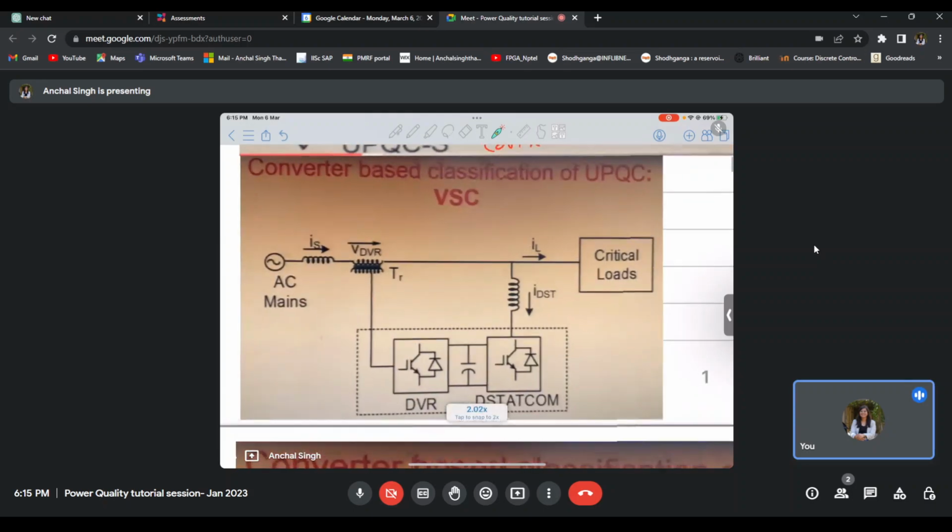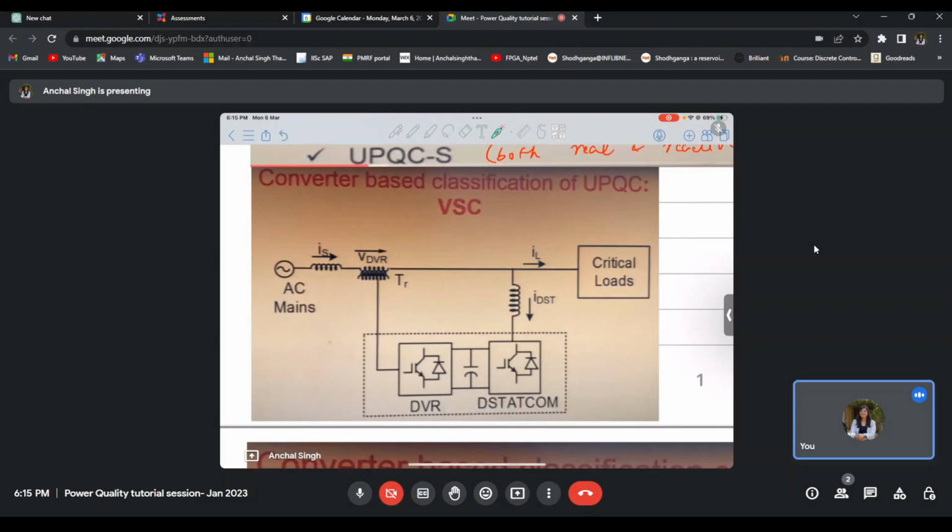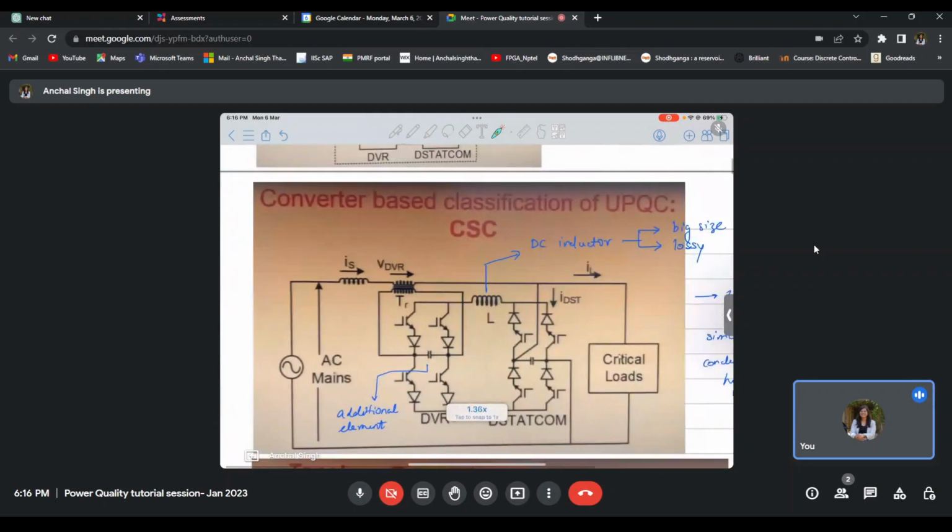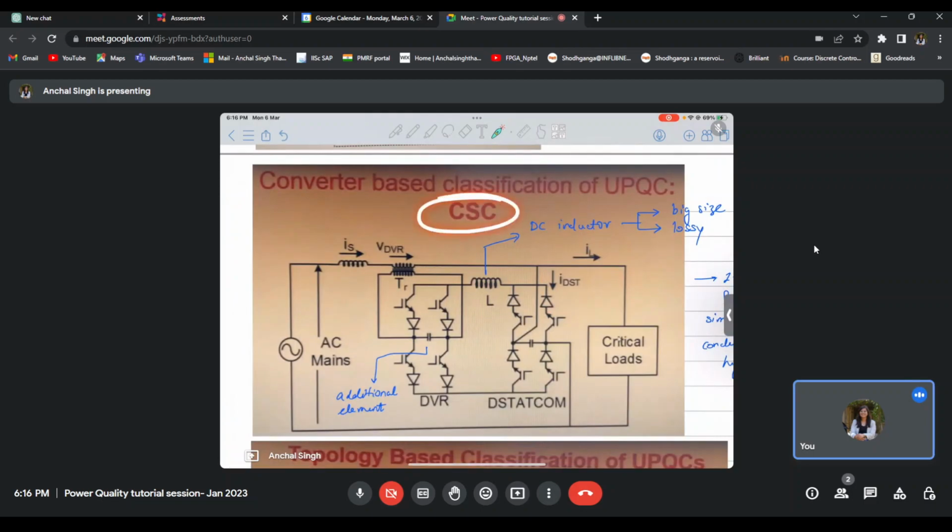Now, as we talked about the classification based on the type of converter, if we use a voltage source converter, the converter will look something like this. This is a general diagram. Similarly, if I use a current source converter, my compensator will look something like this.